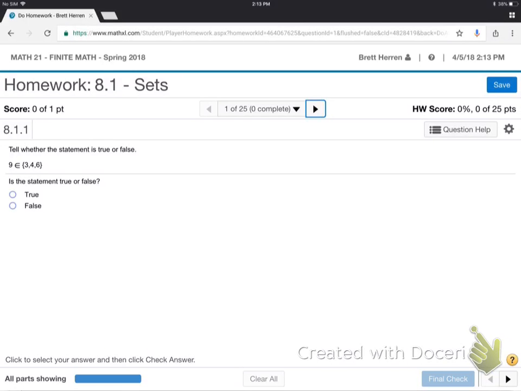All right. So there we go. Tell whether this is nice and easy, but there's 25 of them. Tell whether it is true or false. So let me write a little bigger here. They have this weird E thing, and then they have curly brackets.